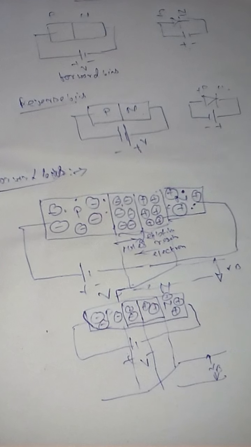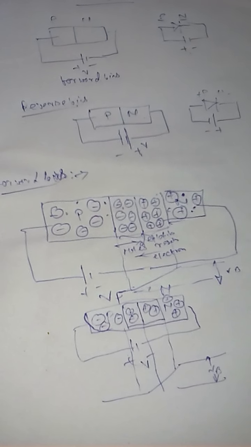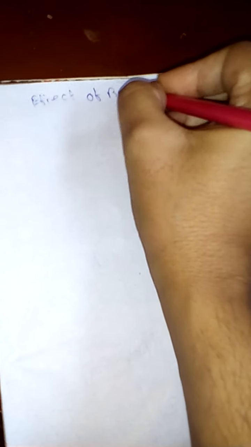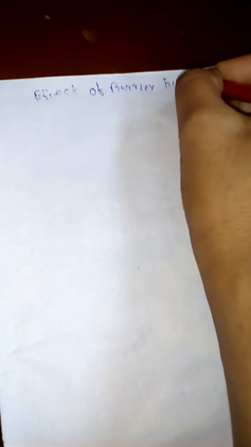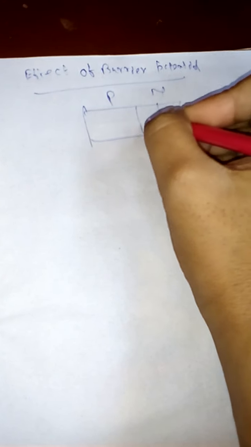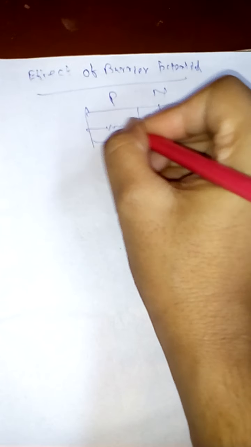So what is the effect of the forward bias potential on a PN junction? If we see what the effect is, this is P, this is N, this is PB, and here suppose the resistance is RP and here is RN.